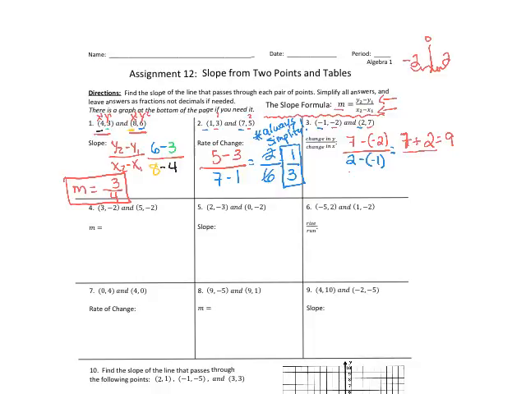Again, same thing. Keep it, change it, flip to the opposite. 2 plus 1 is 3. Now, we're not done because we have to simplify. 9 can be divided by 3 three times. Therefore, my slope, my rate of change, my change in y over change in x is 3.